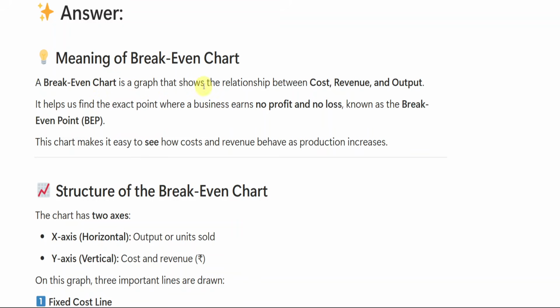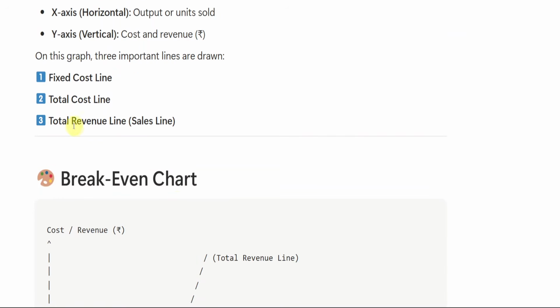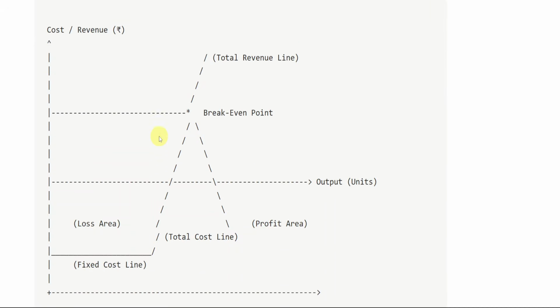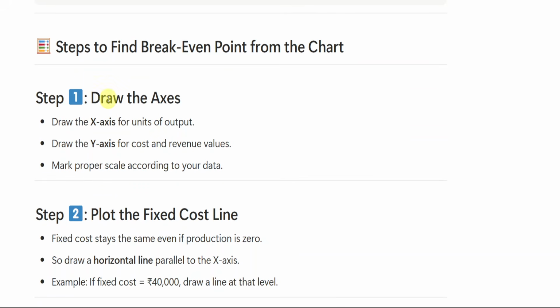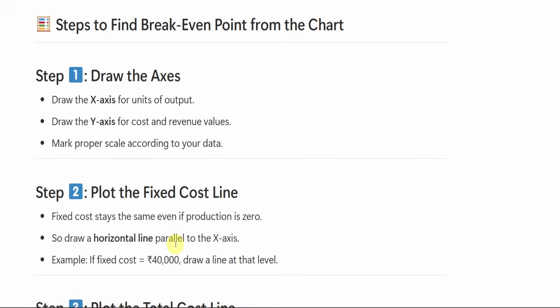A break-even chart is a graph that shows the relationship between cost, revenue, and output. It helps us find the exact point where a business earns no profit and no loss, known as the break even point. Okay, so basically this chart shows three things. One is the fixed cost line, the other one is the total cost line, and the last one is the sales line, the total revenue line. This is the chart. So steps, you can see, first you need to draw the axis, x axis and y axis.